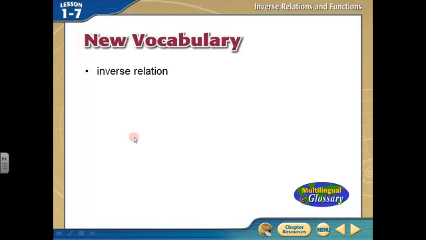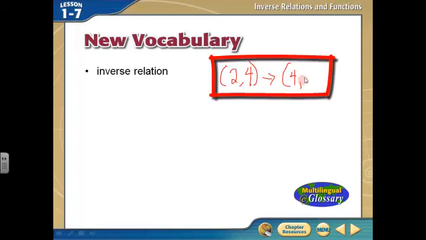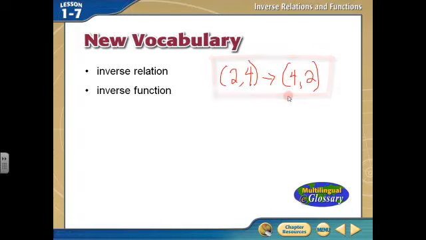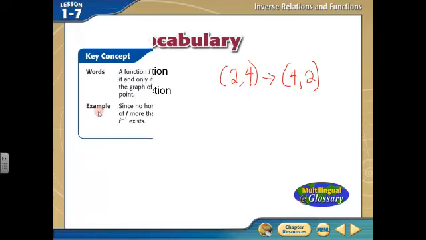New vocabulary, inverse relation. An inverse relation is just a relation that shows the opposites. So if I have a point (2, 4), the inverse of this point is going to be (4, 2). Inverse function. You can have inverse relations that are not functions. We're only going to be concerned with inverse functions today. One-to-one. A function that is one-to-one, we know for a fact has an inverse function.